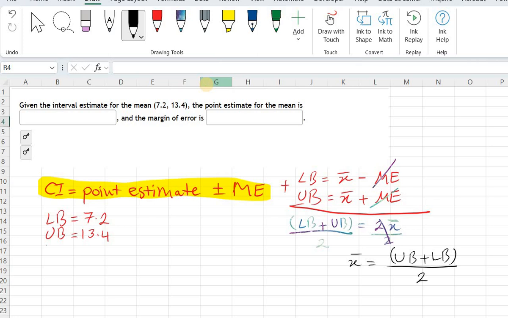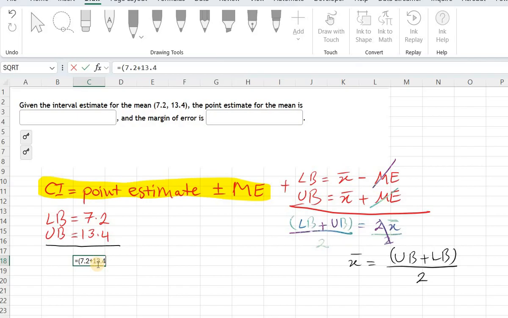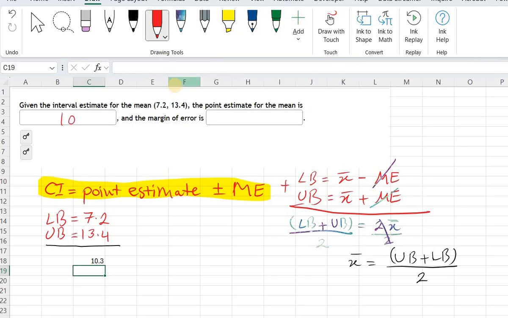In other words, if we add those two values together, the upper bound and the lower bound, and we divide the answer by 2, we will get the point estimate. So I'm just going to do the math here. Equals 7.2. And I should put them between parentheses because Excel does not understand to do the addition first. So 7.2 plus 13.4. If I did not include parentheses here, it's just going to divide 13.4 by 2 and then add 7.2 to it. So it does not understand. So the first answer, which is the point estimate in our case, is equal to 10.3.